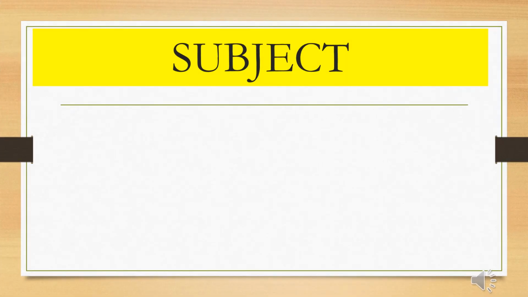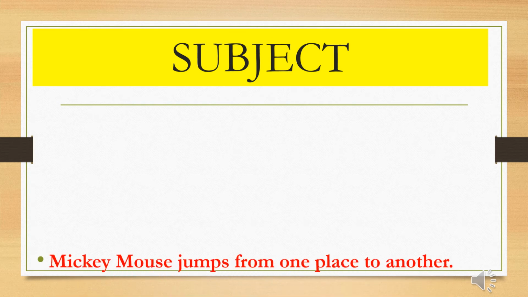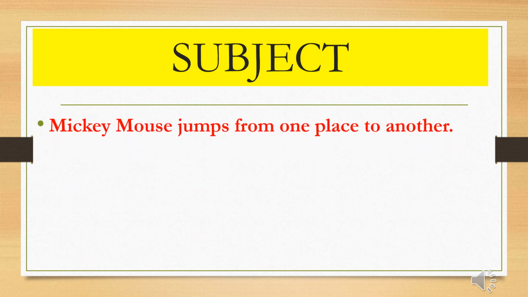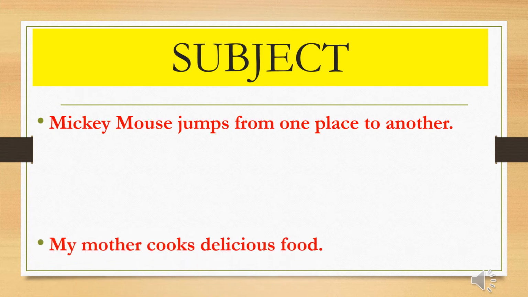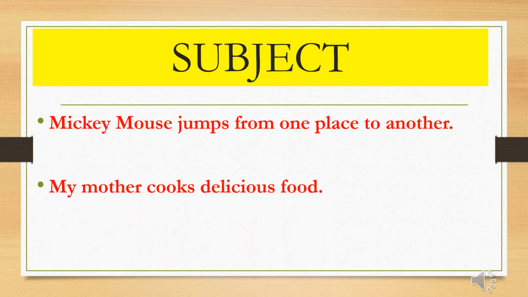Let us see a few examples and try and find out the subject in the given sentences. The first sentence is Mickey Mouse jumps from one place to another. In this, the action of jumping is done by Mickey Mouse. So Mickey Mouse becomes the subject. Let us see another example. My mother cooks delicious food. In this sentence, the action of cooking is done by my mother. So my mother here becomes the subject.